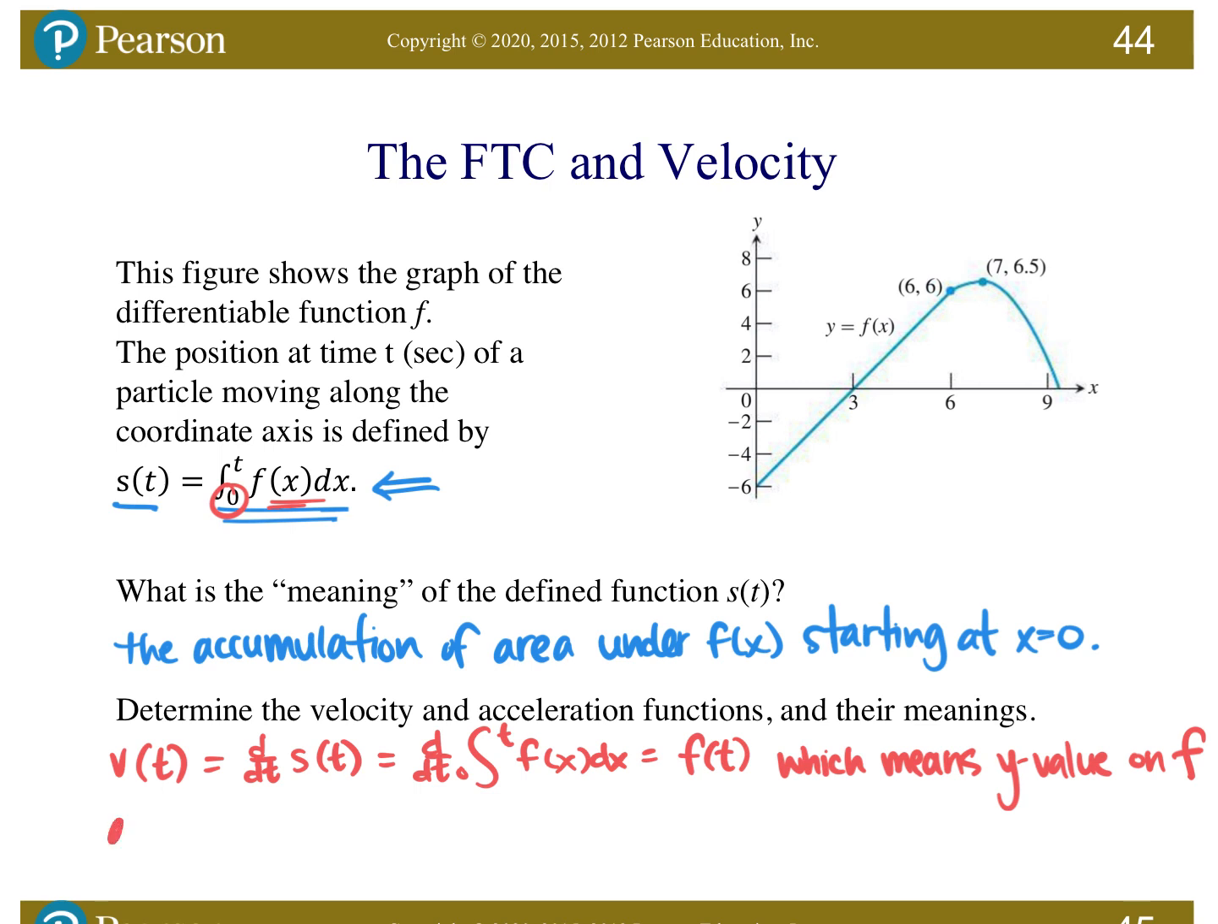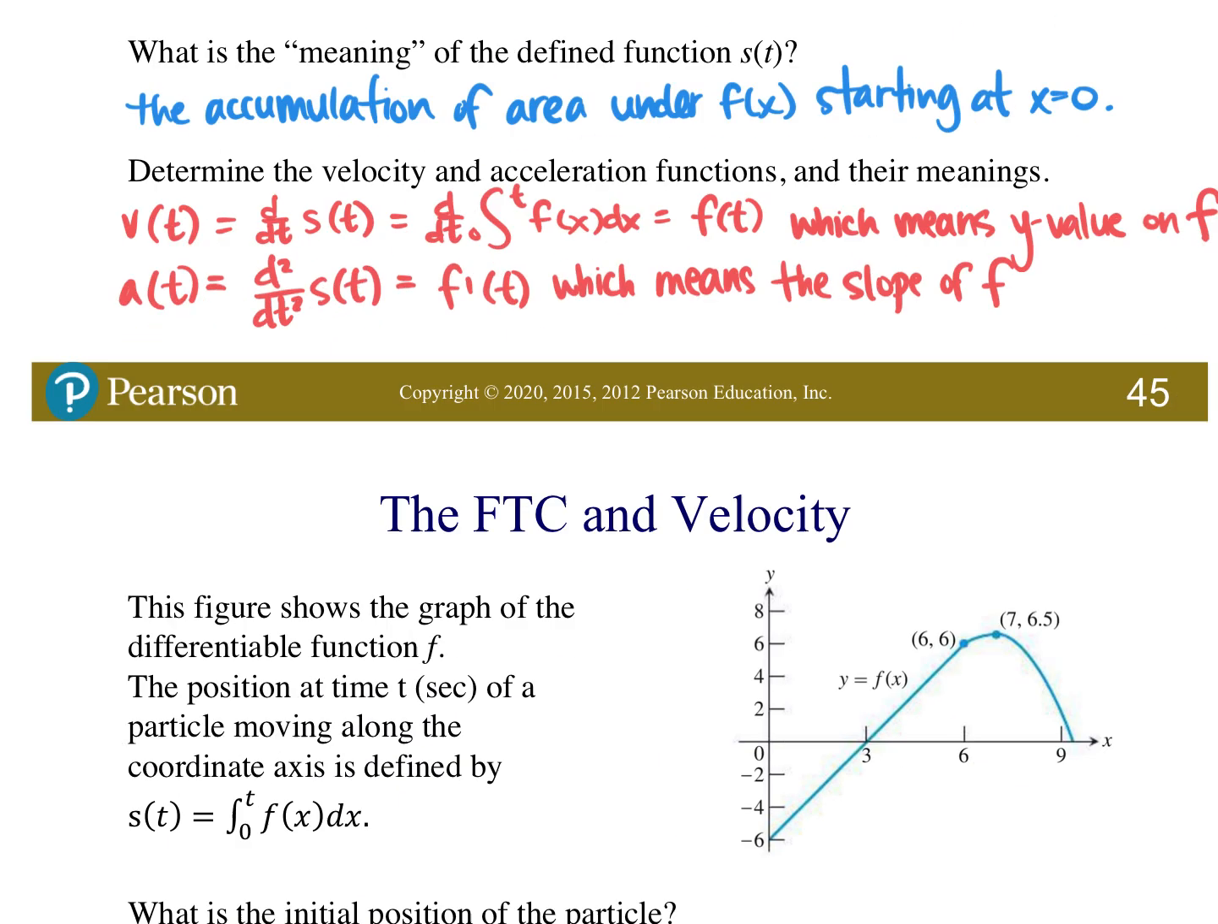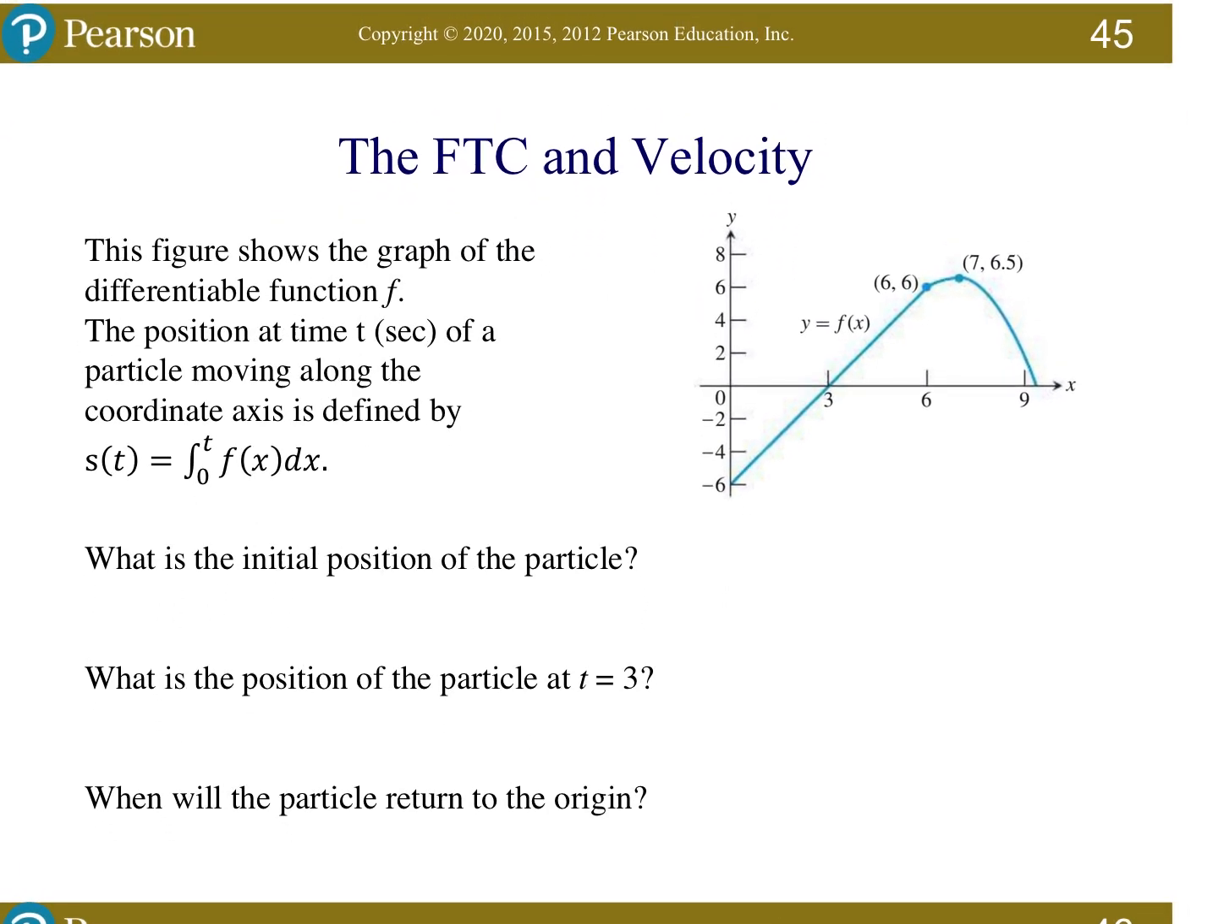And then the acceleration would be the second derivative of that, which would be the derivative of the derivative, so f prime of t, which means the slope of the f graph that we're having. Okay, so as long as we're defining everything and we're getting straight on what everything means, then you can use that to answer the question.